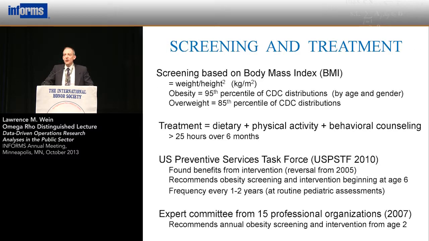Okay, so how do you measure obesity? Well, it's something called the body mass index, which is your weight divided by the square of your height. And the Center for Disease Control has these probability distributions for each age and each sex. And if you're over the 95th percentile of your BMI, over the 95th tail, then you're called obese.